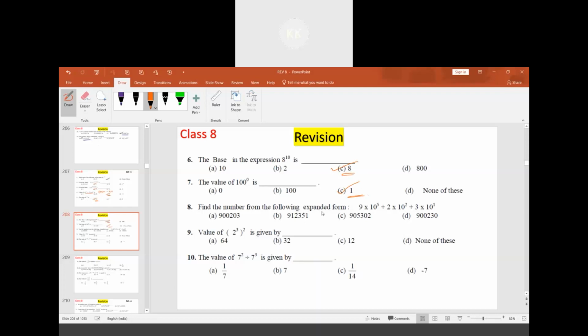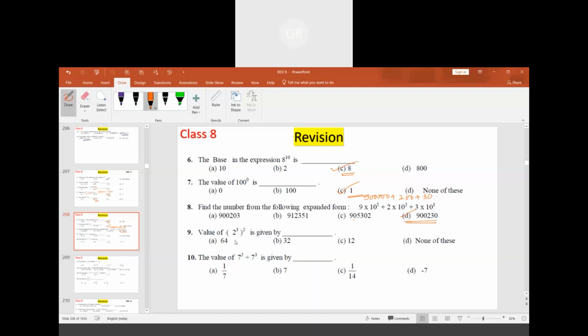The number formed by this expanded form is like 9 followed by 5 zeros, plus 2 followed by 2 zeros, plus 3 followed by 1 zero. That is 230 in option D. That's one way to find it. There are 2 more zeros followed by 9. Correct.